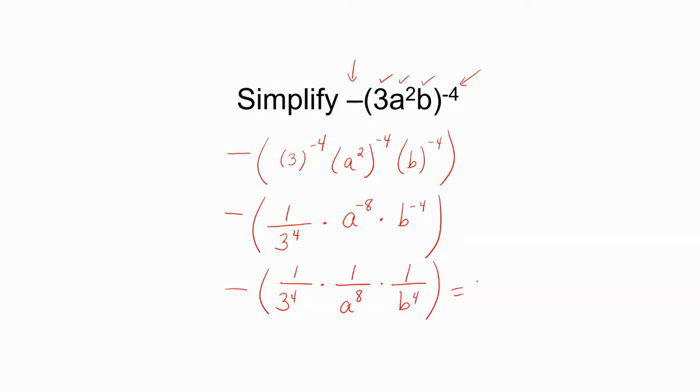And so I've got my negative out here. I've carried it through the whole problem. Notice on top I've got 1 times 1 times 1. That gives me 1. Then I've got 3 to the 4th here. That is 81. And then I've got a to the 8th, b to the 4th. And this is simplified because all of the exponents are positive.